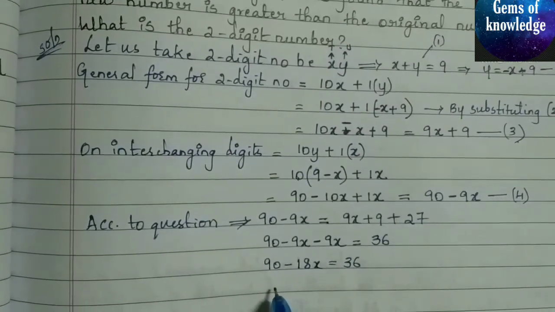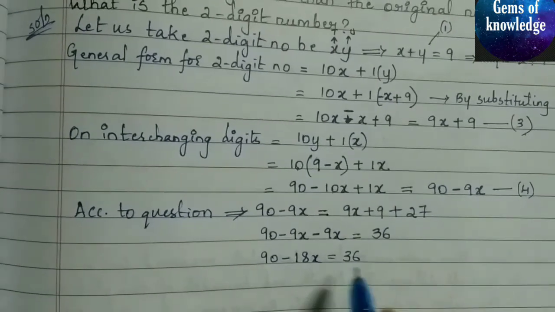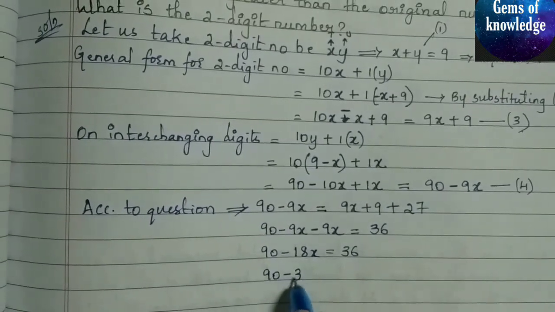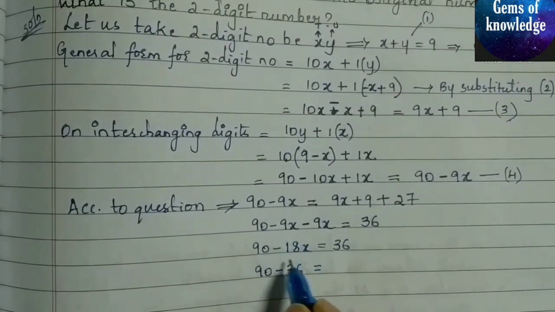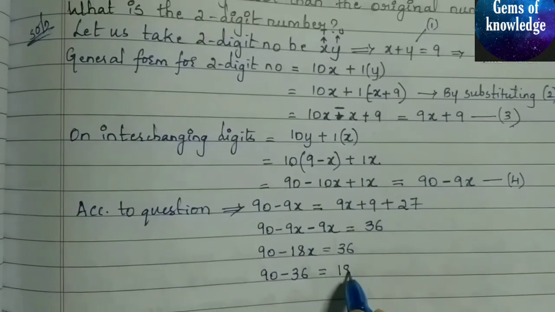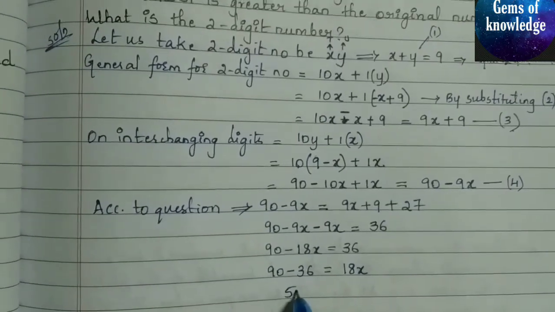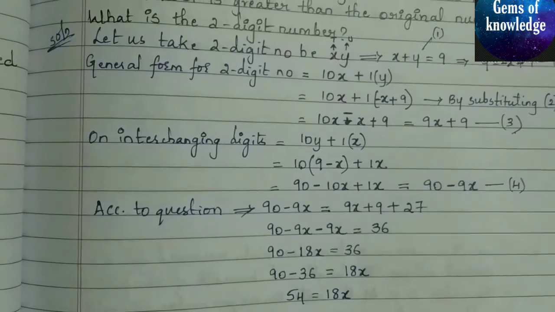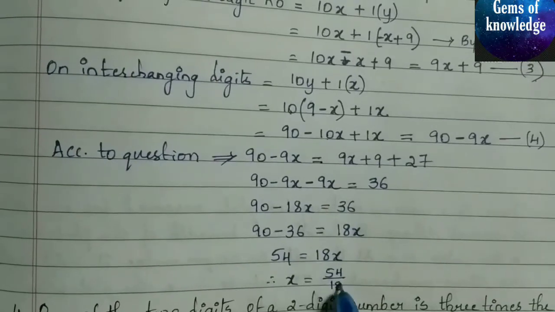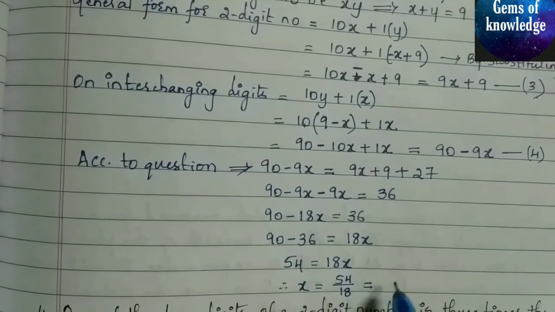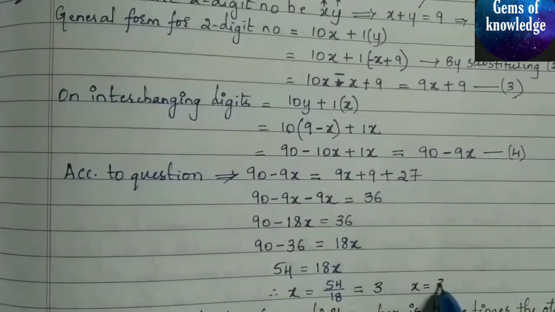Now we will bring this 36 to this side and move the minus 18x to this side. So we get 90 minus 36, and when we bring the minus 18x to this side, we get plus 18x. Here 90 minus 36 is nothing but 54, which equals 18x. Therefore x equals 54 divided by 18, so we get the answer as 3. So we got x equal to 3.